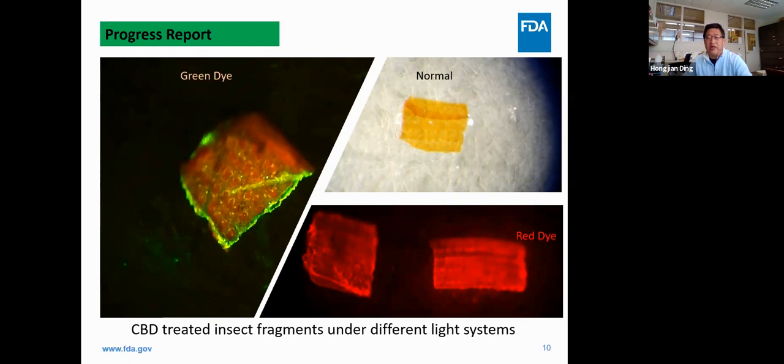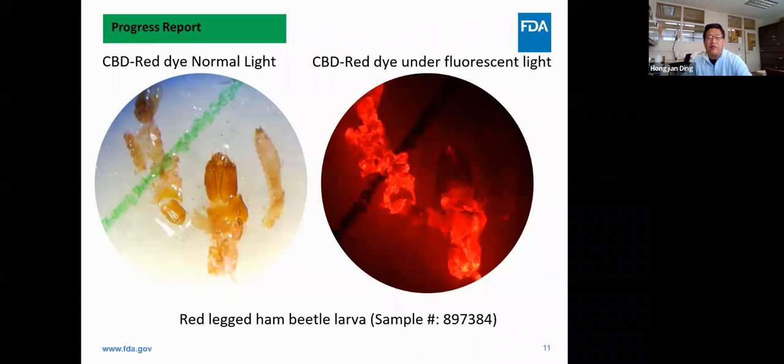This is the red dye. I use the green dye and red dye, just like a traffic light: this green light, this red light, this yellow light. That's the normal color over there. So we just talked about the adults, and now we talk about the larva. These are several larder beetle larvae we found from our sample, all treated by the chitin probe. Under normal light, they just look like regular, different larvae. These two were treated, this one not.